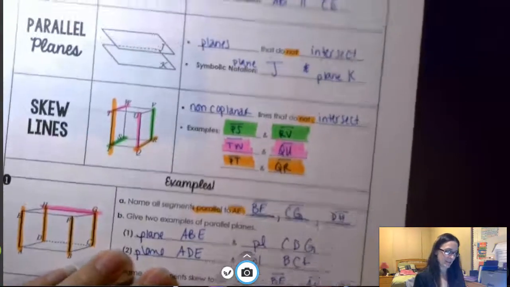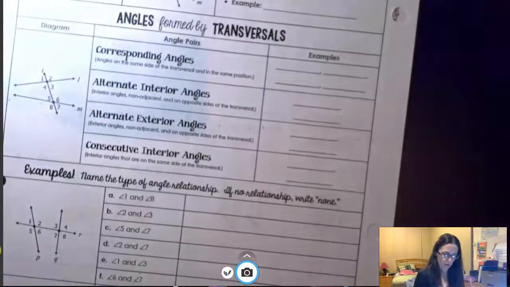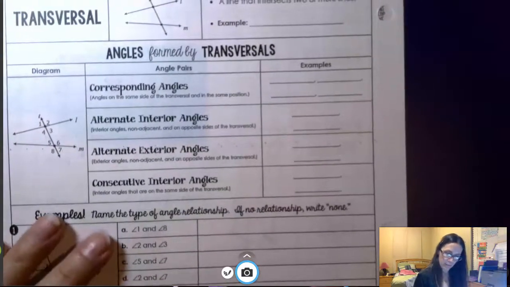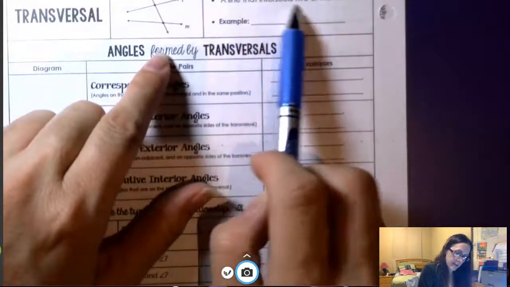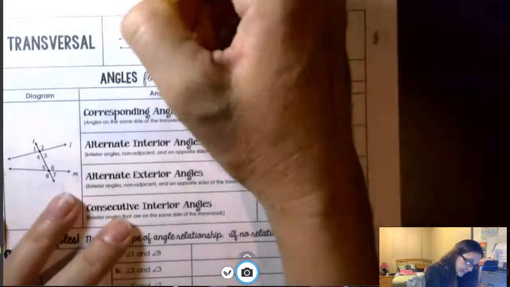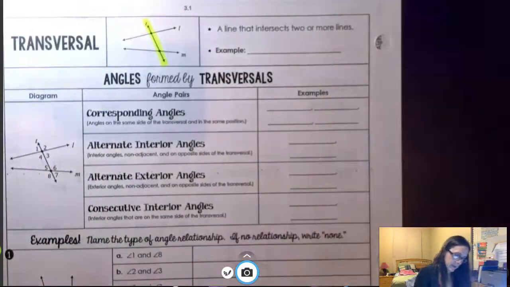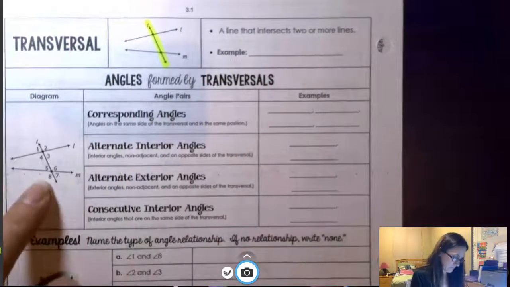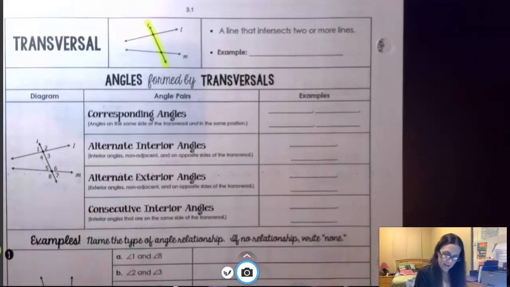The next page is actually one of my favorites. I like this page because this is one that we learn about some angles and their relationships, and they're going to become very important to us for the rest of the year. These do not go away, so we have to memorize these. A transversal is a line that intersects 2 or more lines. So the transversal up here is this line T because it intersects 2 lines. So here's L and M. It intersects here.